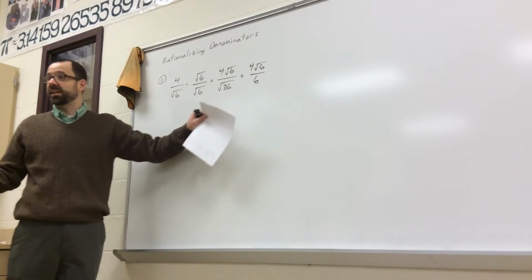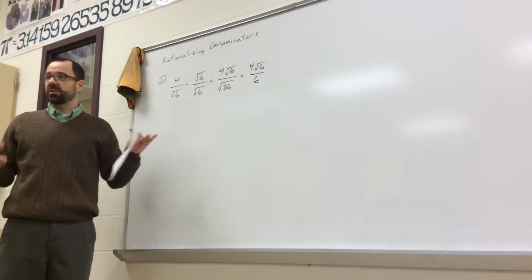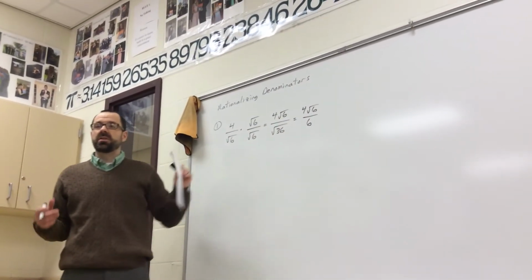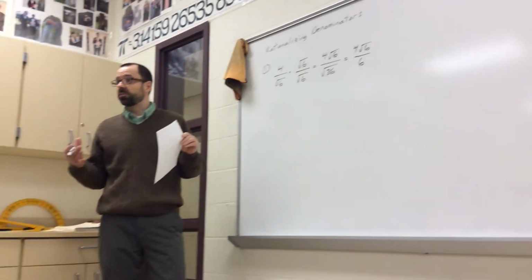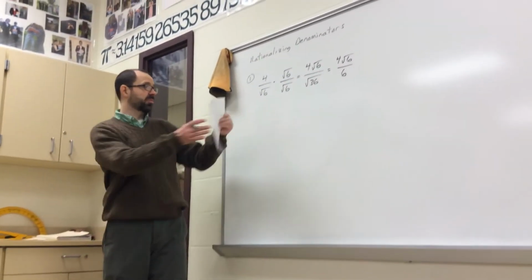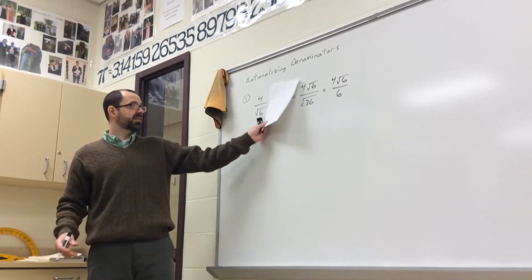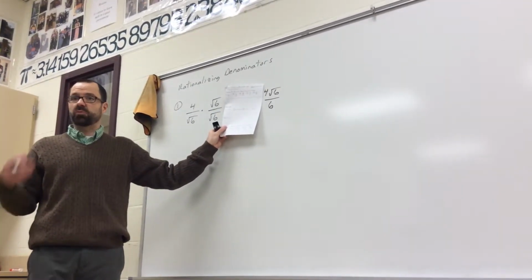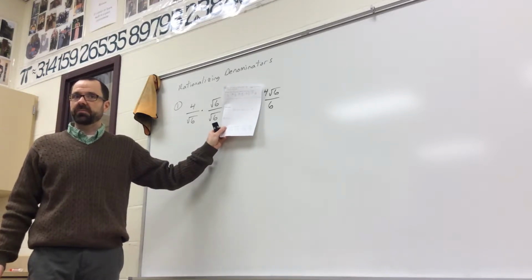So I accomplished what I needed to accomplish. What I was asking us to do, which is called rationalizing the denominator, was get rid of the square root downstairs. And I did that. This original problem had a square root downstairs, but this doesn't have a square root downstairs. So that's called rationalizing the denominator.